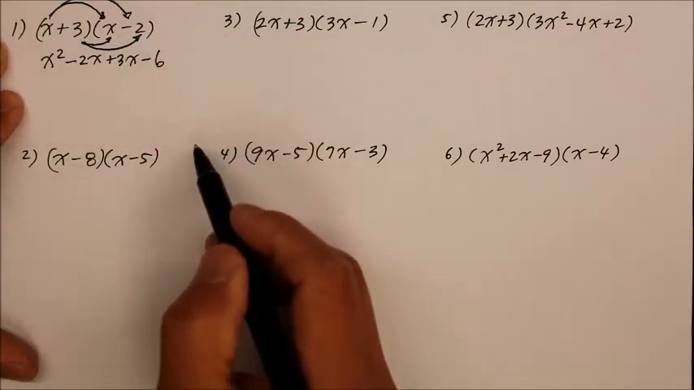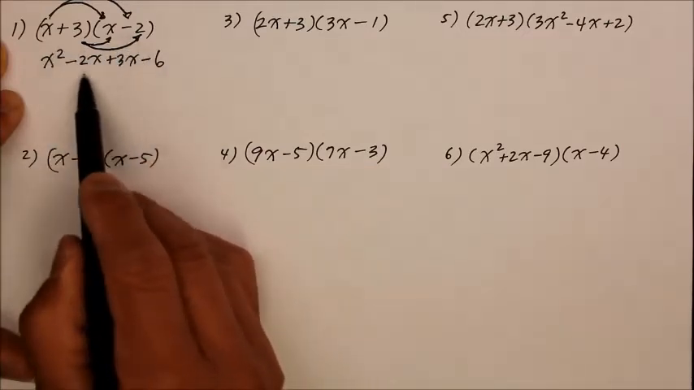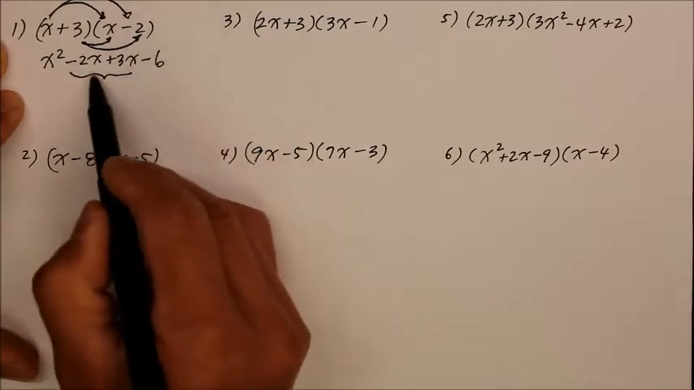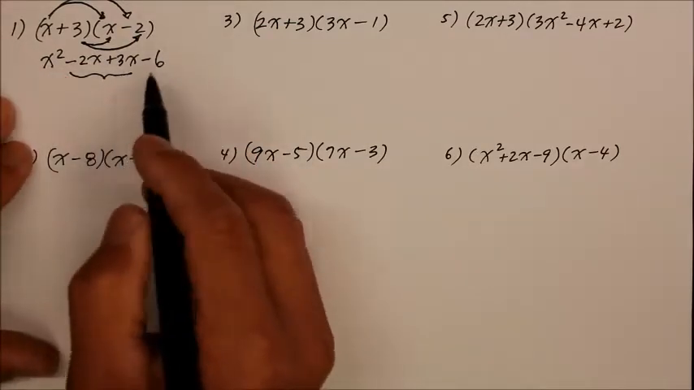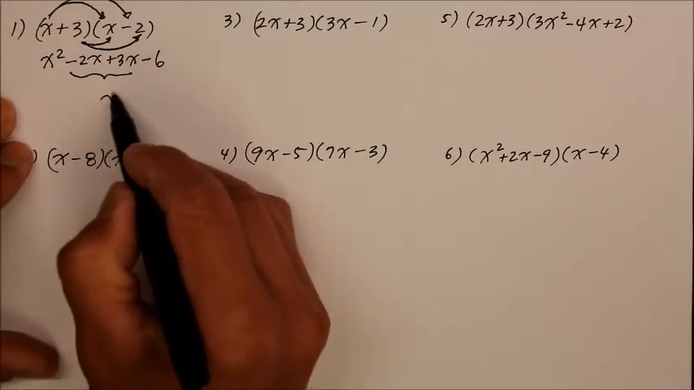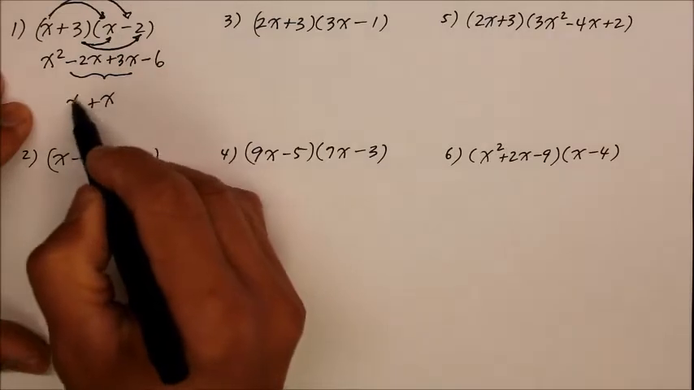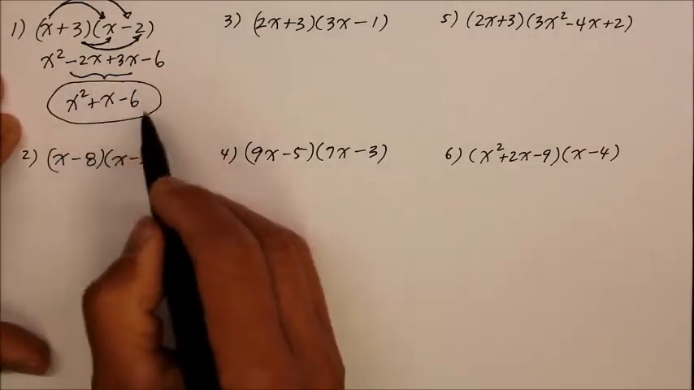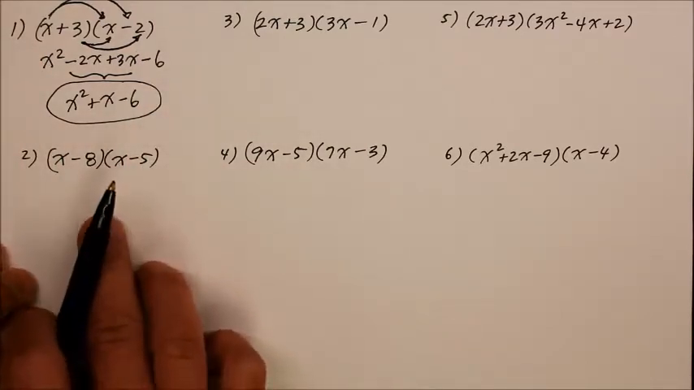Now, anytime you do a distributive property of two binomials or polynomials, you have to combine the like terms. Here we have -2x, positive 3x. They're opposite signs, so you subtract to become 1x or plus 1x. And the first and the last term come down to make up a trinomial. And there is your product of these two binomials. Why don't you try number 2?